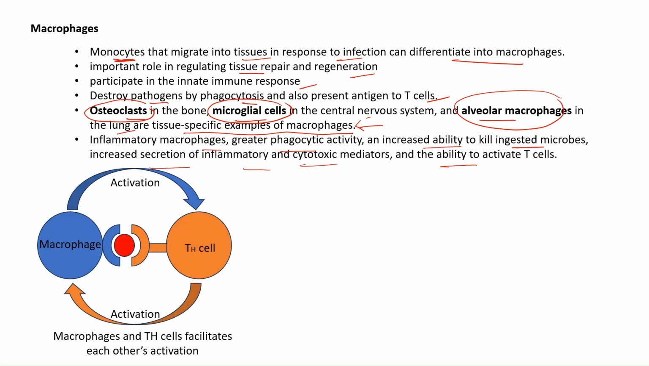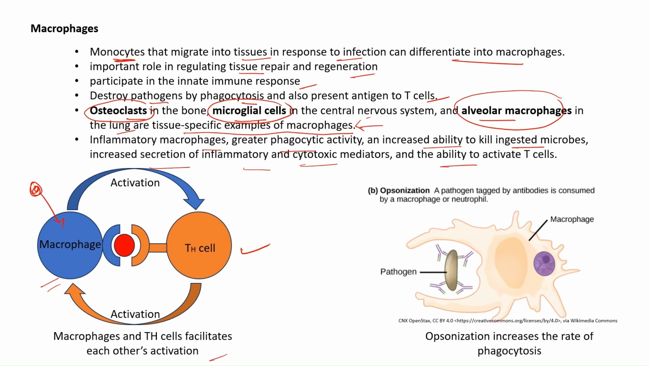Now, how does it function? Macrophages take up any antigen, engulf the antigen, digest it, and present some part of the antigen to the Th cells. That's how it helps in the activation of Th cells. Once the Th cell gets activated, this Th cell in turn helps in the activation of macrophages. So it is like give and take. Macrophages help T cells for their activation, and in return, Th cells also help macrophages for their activation. So macrophages and Th cells facilitate each other's activation.